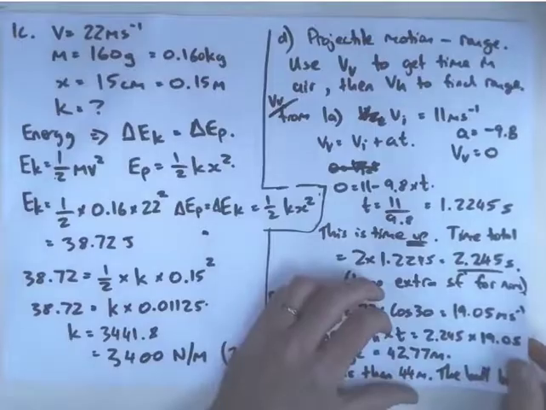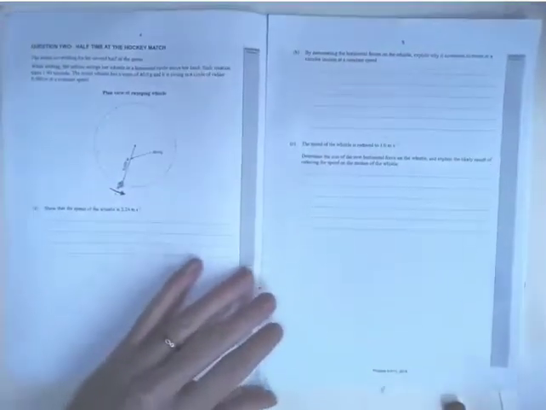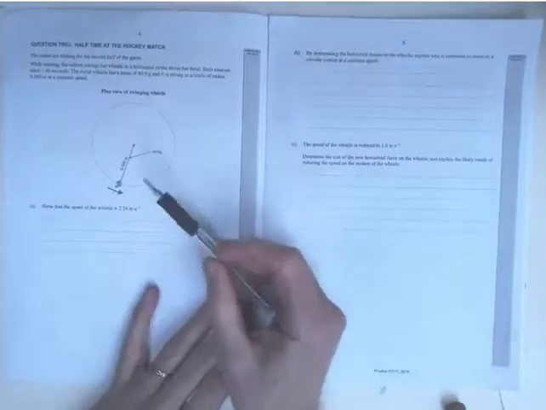Right, so now we move on to question 2. Half-time at the hockey match. The teams are waiting for the second half of the game. While waiting, the referee swings her whistle in a horizontal circle above her head. Each rotation takes 1.4 seconds.